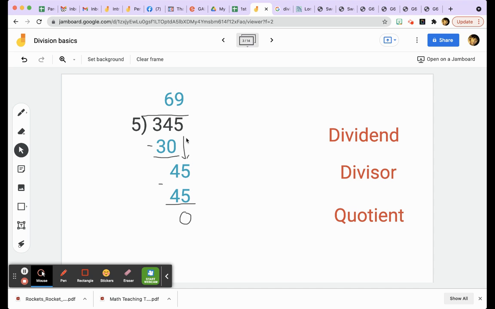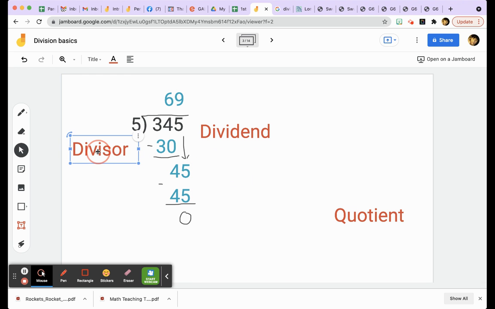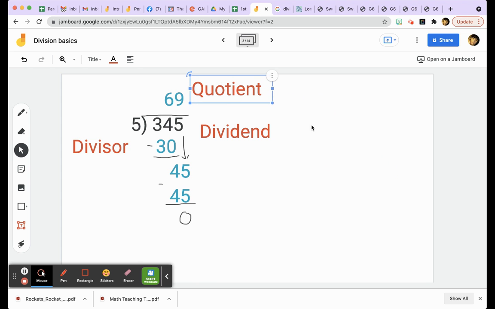So you have this copied down, and the dividend, you should have 345 as the dividend. Divisor, the number of equal groups of 5 that you're looking for in 345. And quotient is the answer. So 345 divided by 5 gives you 69 equal groups of 5.